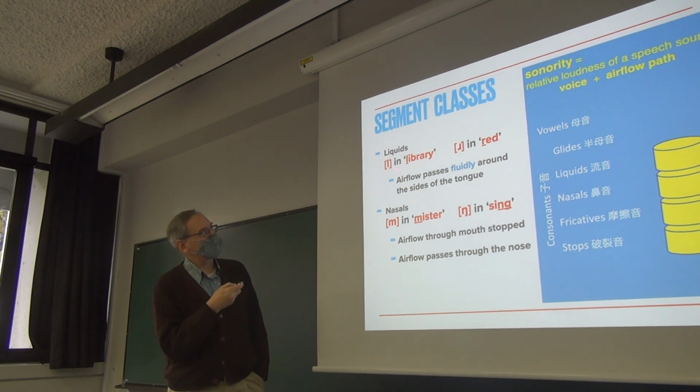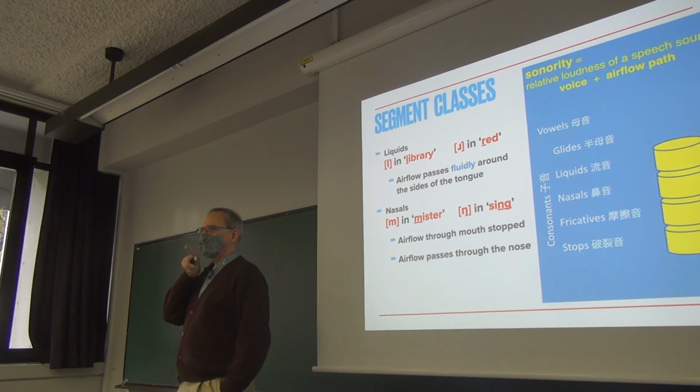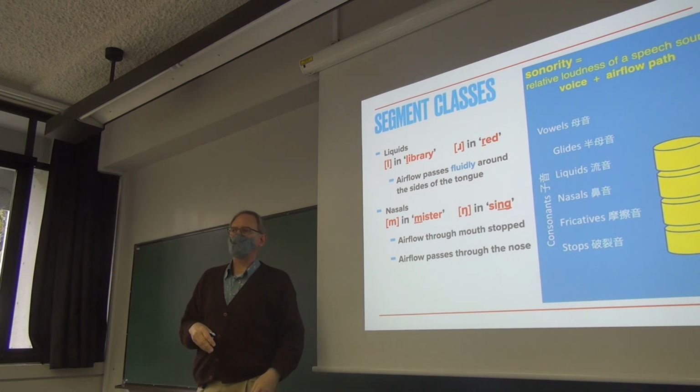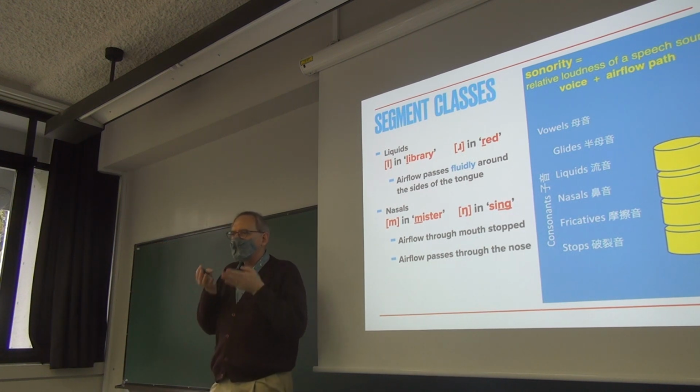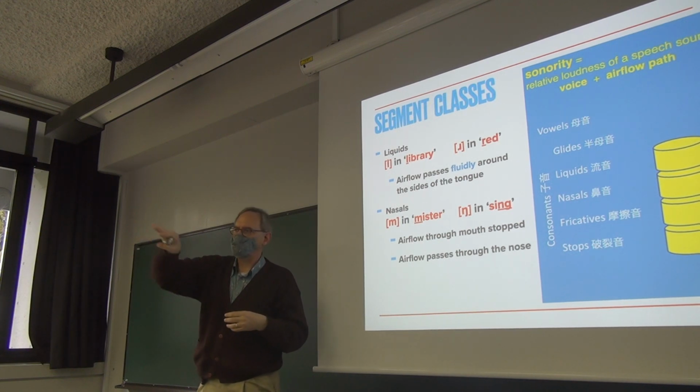So there's the L of library. We'll study this more, but the tip of the tongue touches behind the teeth, and the air flows around the sides of the tongue. Whereas in R, the sides of the tongue are up, and the air flows along the middle of the tongue.